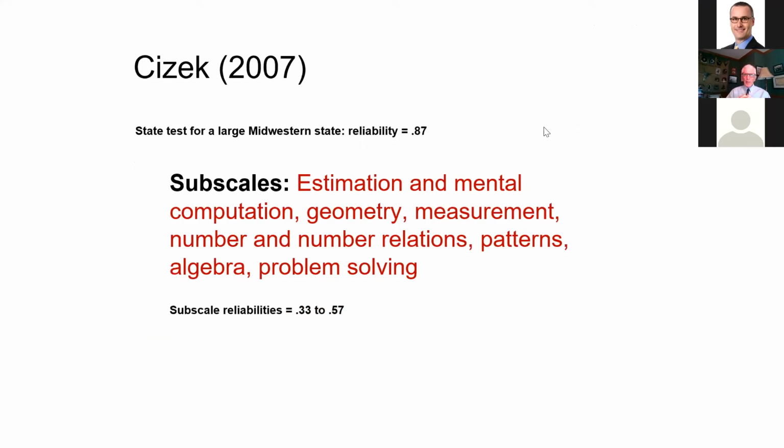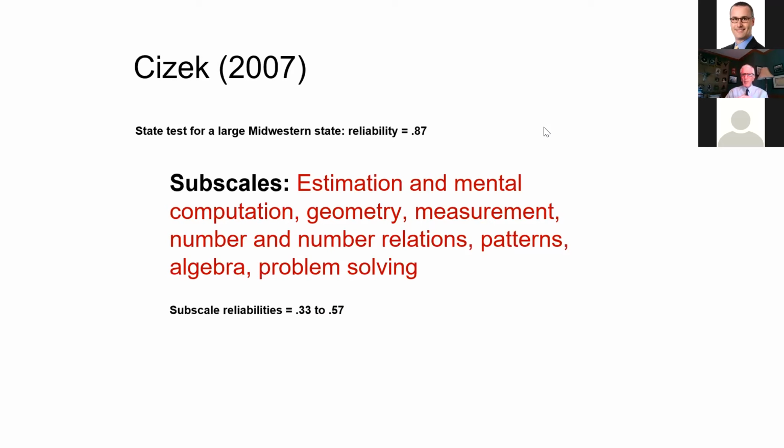And in that, he was making this very point. He was saying that you've got to watch out in terms of interpreting a single score for a student, because it's probably got a lot of error built in, error, E-R-R-O-R. And he used, as an example, a large Midwestern state's mathematics test. He didn't mention the state, which had a reliability of 0.87.